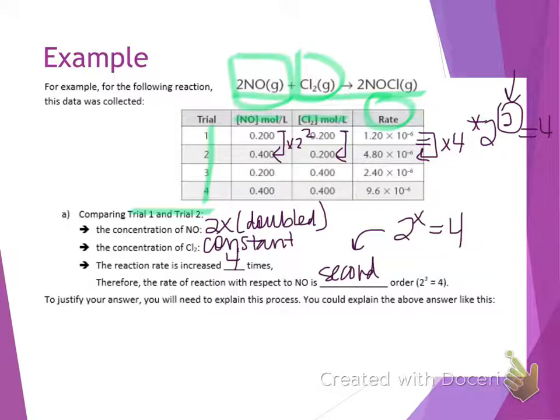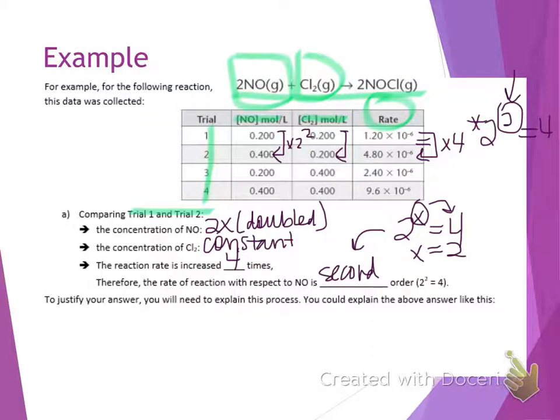Whatever power is needed to reach the change in the rate is going to be your overall order. So 2 to the x power is equal to 4. Well, we solved for that x and it is 2. That means we are second order. Whenever we see problems like this, we're generally going to have to justify our answer.